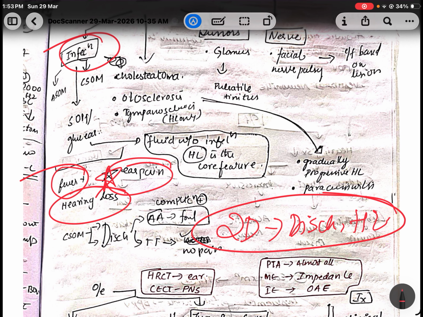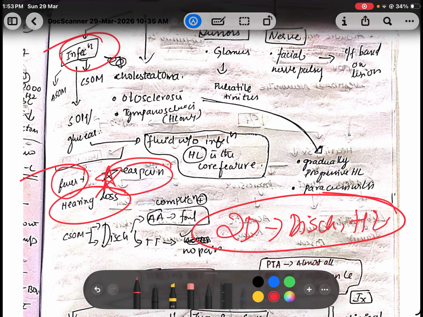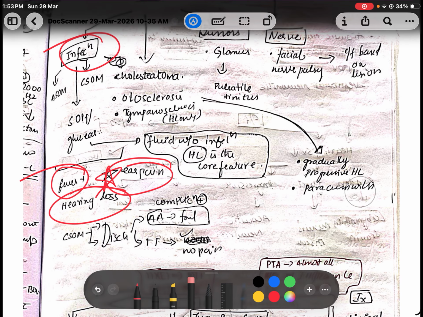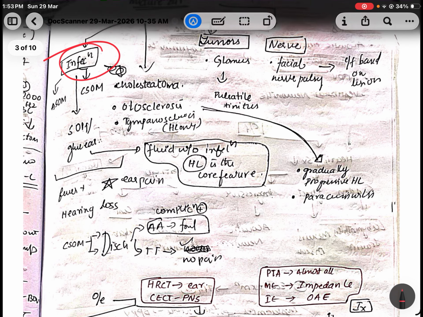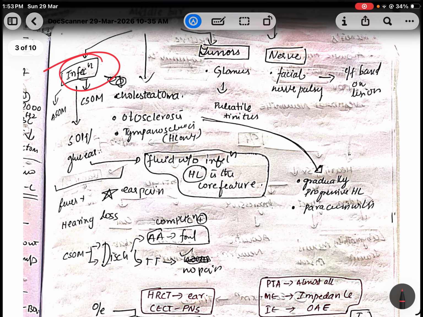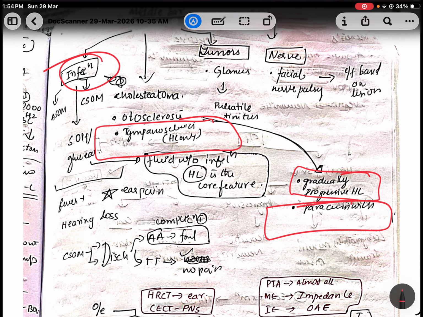I have extensively discussed the clinical features in the main video, so I'm not discussing that part here. The main aim here is to give you a general overview. In otosclerosis, the major things to write about are gradually progressive hearing loss and paracusis willisii. Then in tympanosclerosis, the important thing to write about is hearing loss.